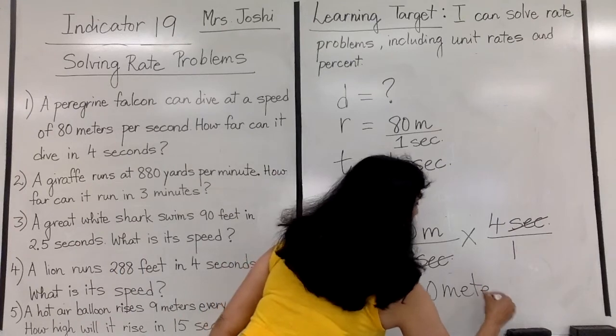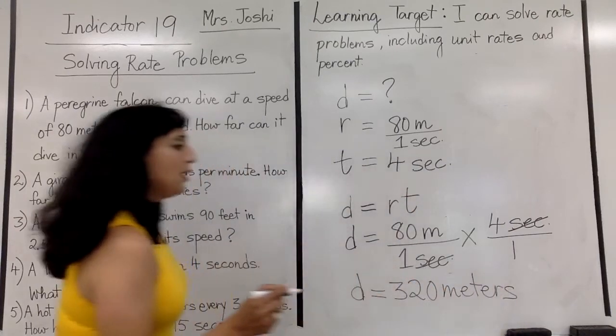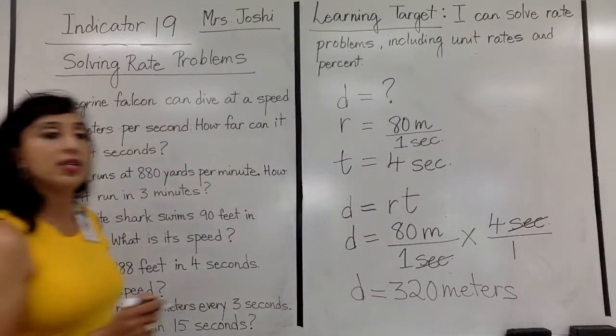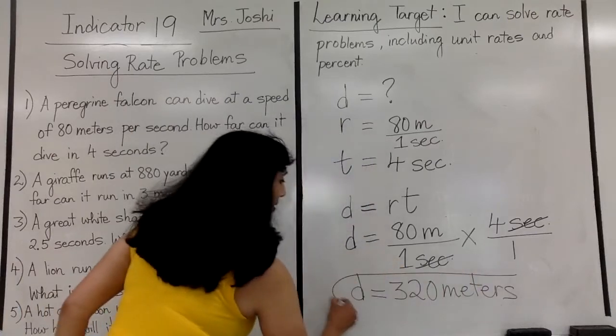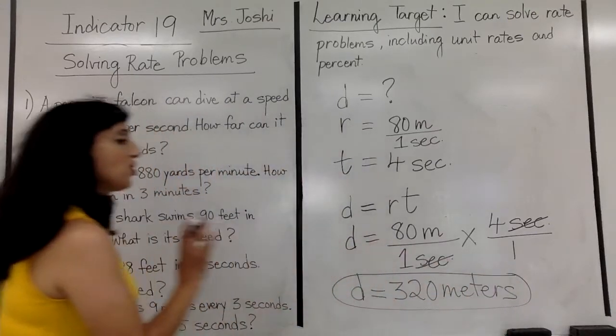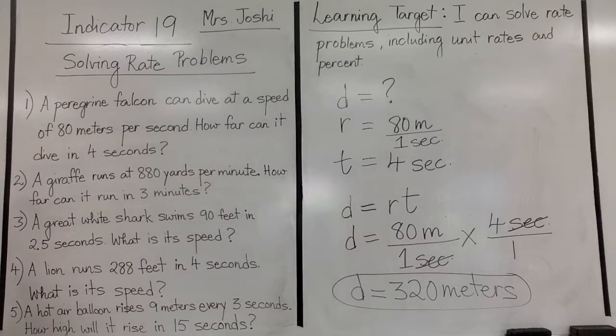Meters. Okay, the unit for meters is m. So this is the distance. Please don't put anything else, just write 320 meters because we are calculating the distance. Okay, don't make it into a rate, unit rate, or anything after this.